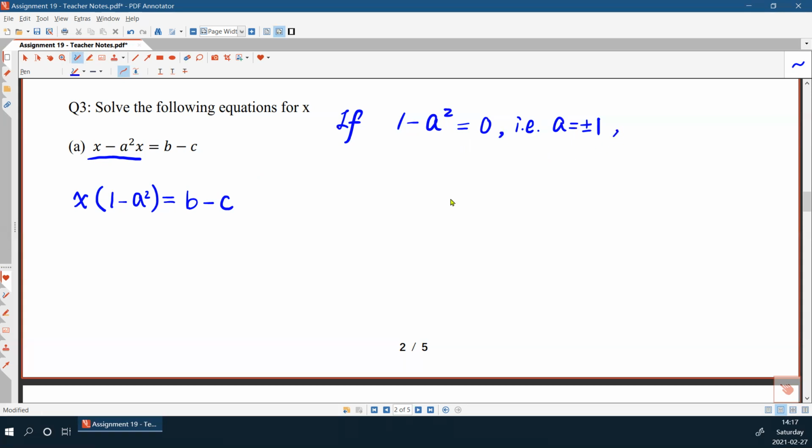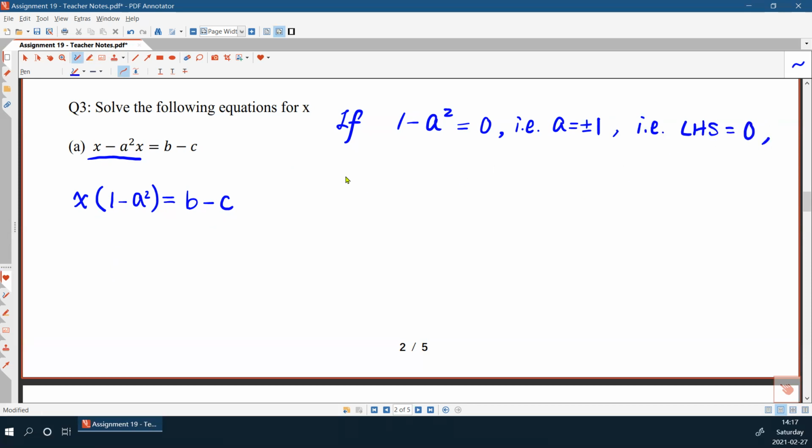So in this case, we cannot divide both sides of the equation by this value, right? So in this case, we need to discuss the right-hand side of the equation. Here, if 1 minus a squared is already 0, that means the left-hand side, okay, let's write it here, that is a equals positive or negative 1. That is, the left-hand side is 0, right?